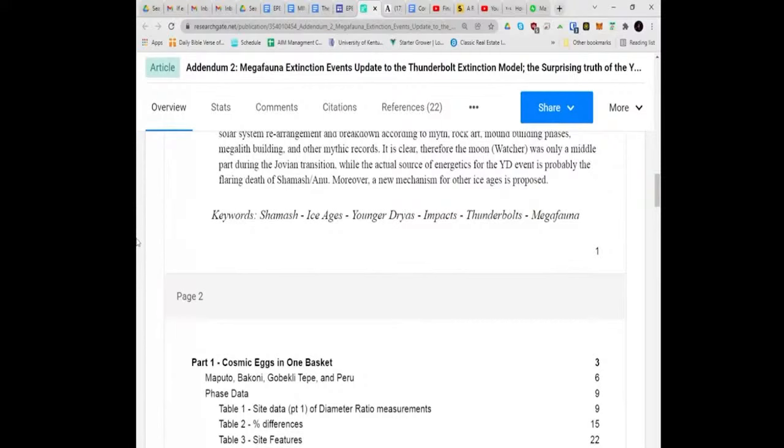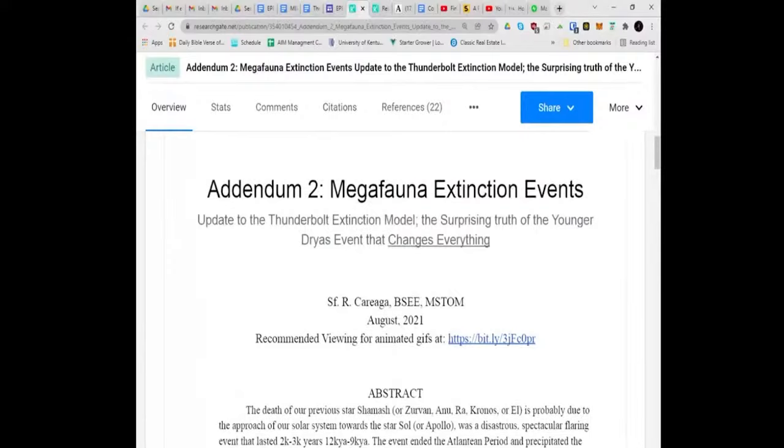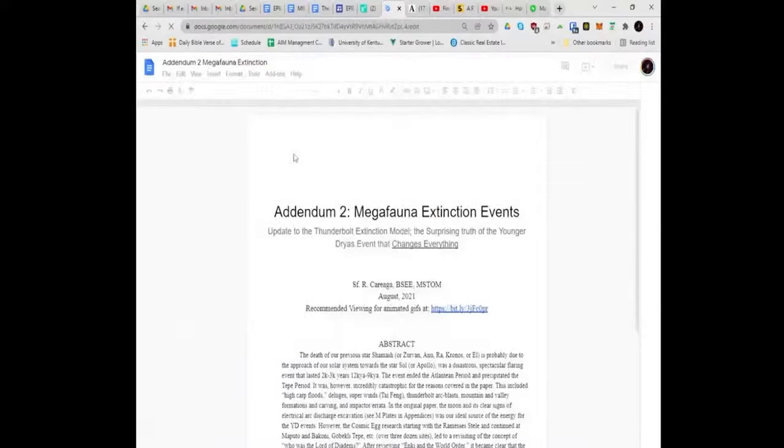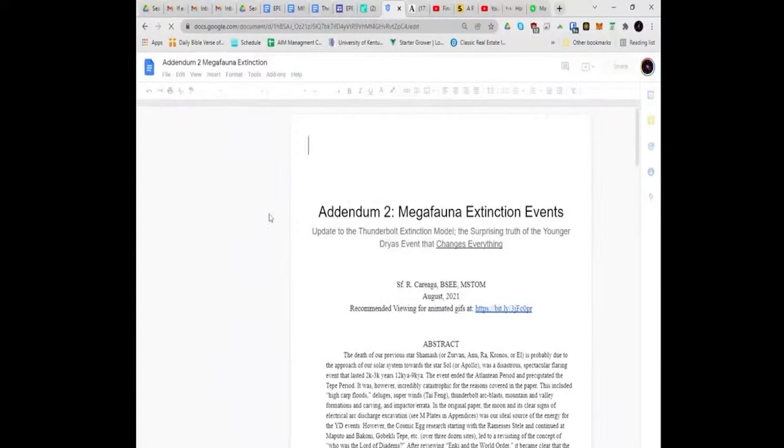So the thing I want to show you here, and we're going to go to the bit.ly, we're going to follow on the addendum to the megafauna extinction. The bit.ly link, and of course it asks you if you really wanted to do that, and then it takes you to the Google Doc itself. Yeah, we did this paper, but I want to re-drive home a point. Go ahead, take your time.